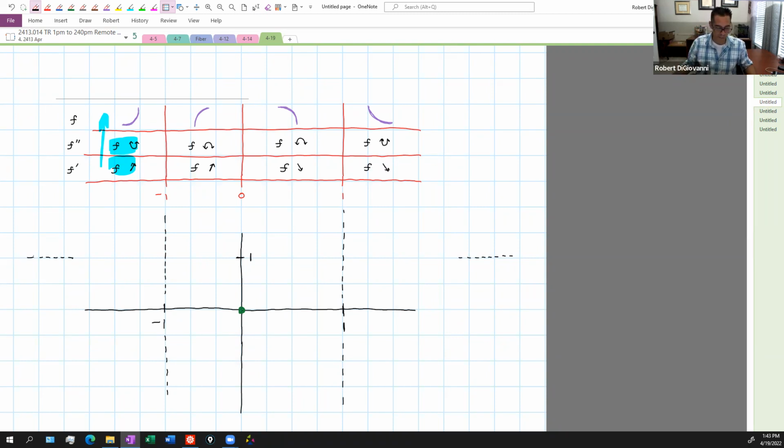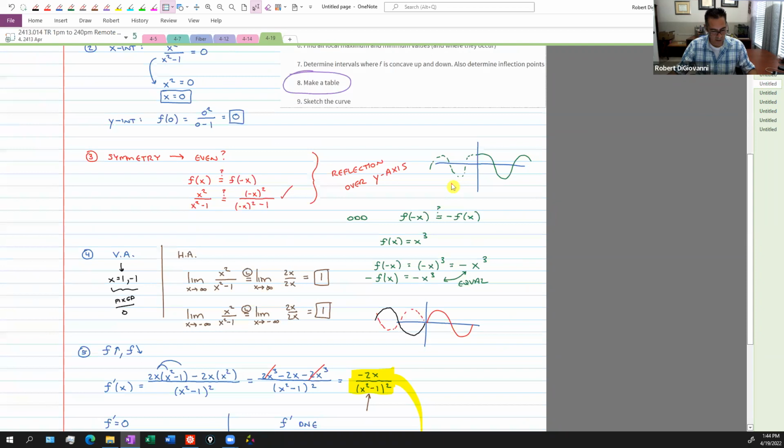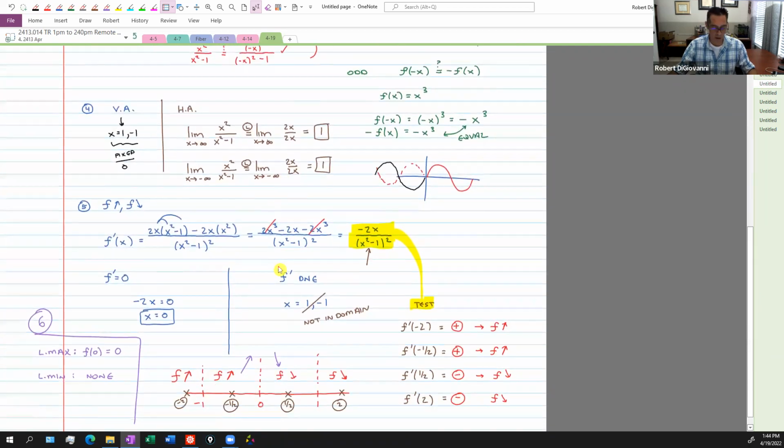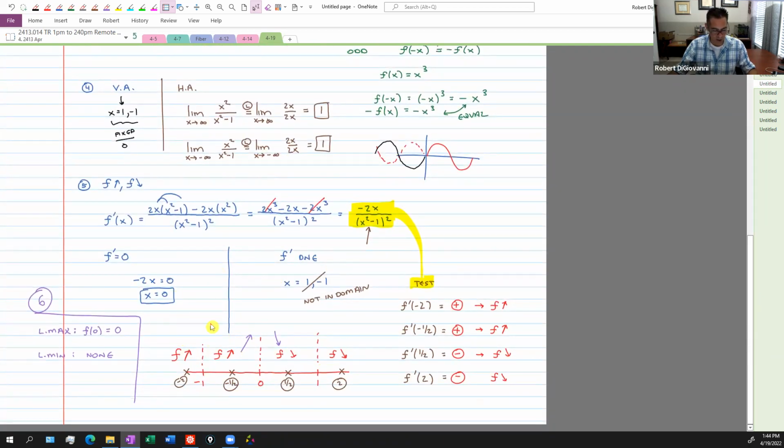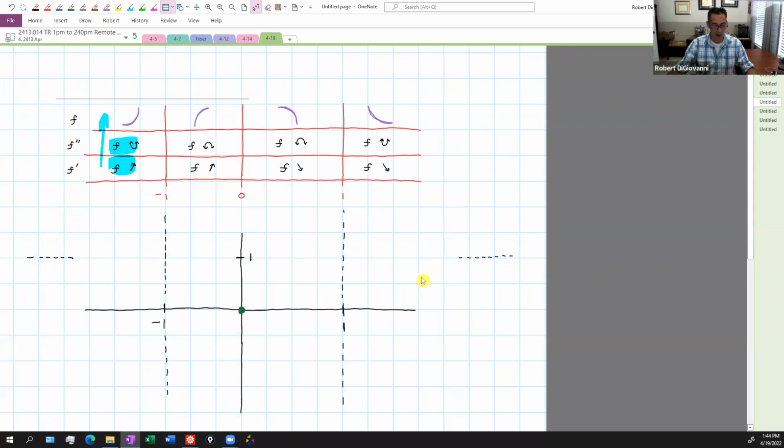Okay? Do I have anything else? That's pretty much it, right? That's all I have, right? All this information, I already know about all this information. Oh, I have a local max at 0, 0, right? I do have a local max, but this should be enough for me to draw the graph, okay? This should be enough. Well, actually, I see I have a problem.